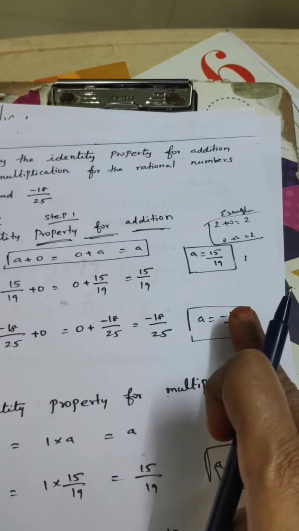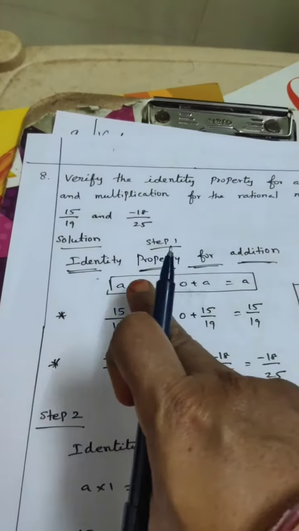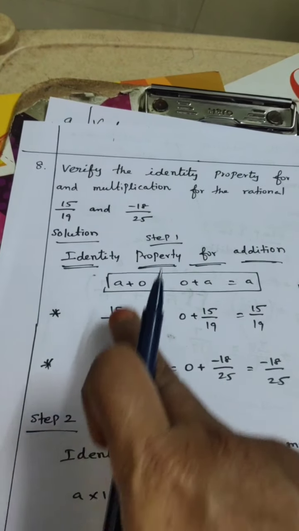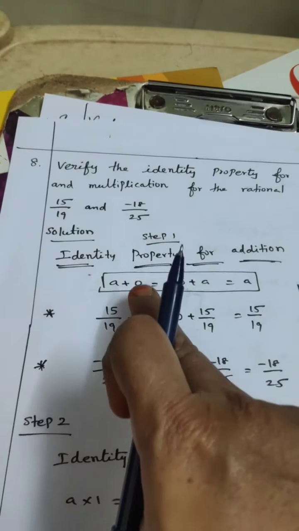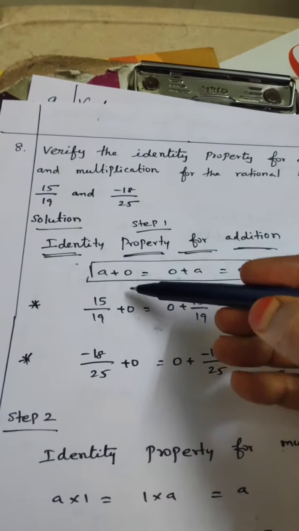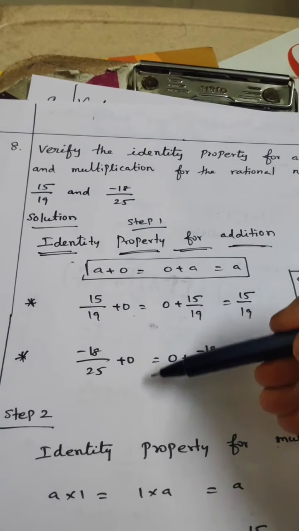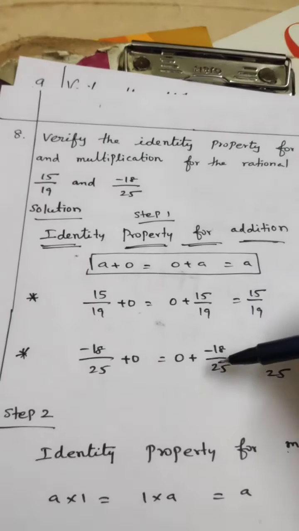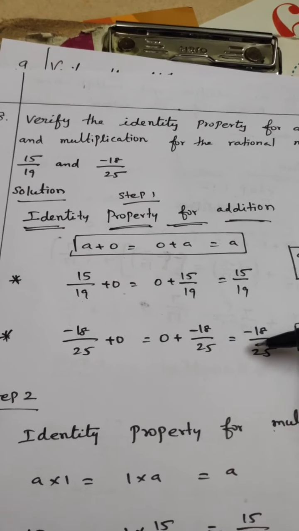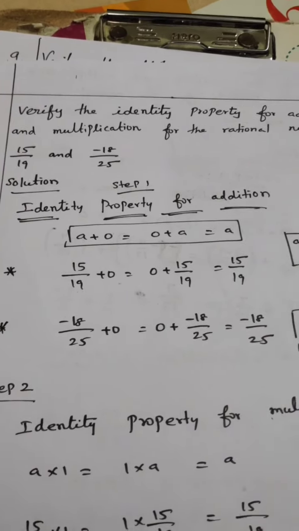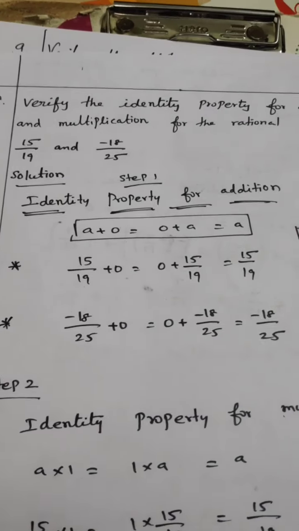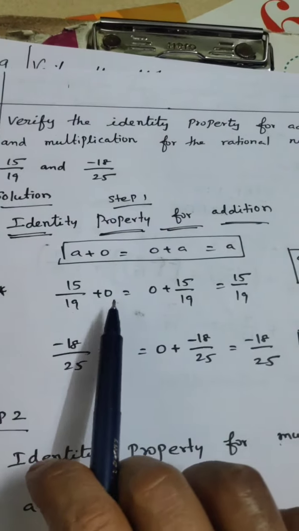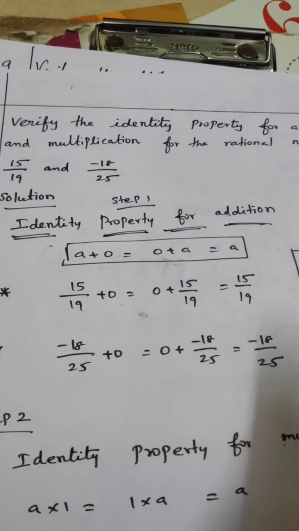So A equal to minus 18 by 25. Want to substitute in this formula. A straightly you substitute the value equal to minus 18 by 25. Next plus symbol, plus 0 straight 0 equal to 0 straight 0 plus A value equal to minus 18 by 25 is equal to minus 18 by 25. Answer is over. So what did you learn about this? Any number added to 0 you get the same answer.